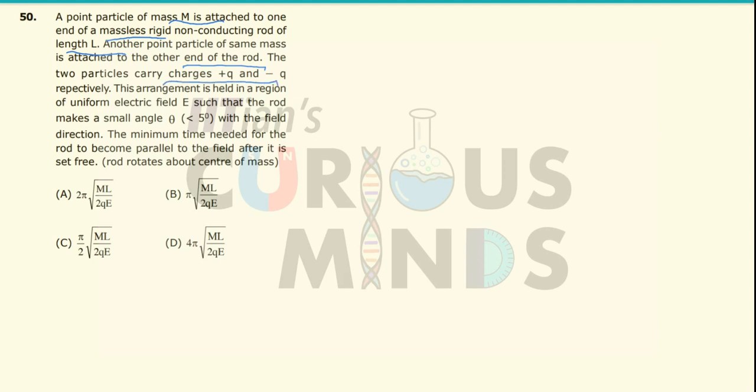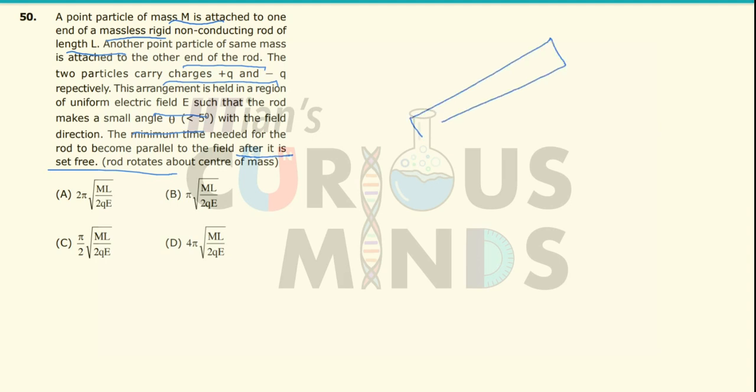The arrangement is held in the region of an electric field E such that the rod makes an angle theta less than 5 degrees with the field direction. The minimum time needed for the rod to become parallel to the field after it is set free will be equal to... Now first of all, what is given in the sum?